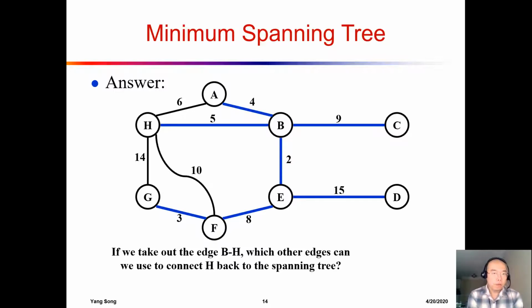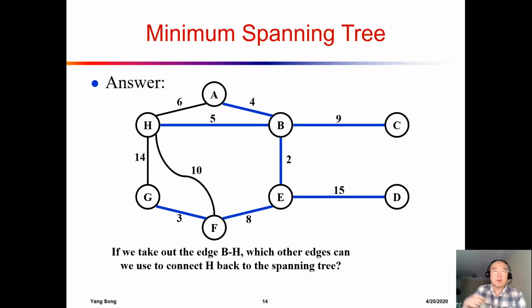For the MST, number one, we are reusing only the graph edges. We are not drawing any additional edges, right? And number two, we do have all the nodes connected, so we are not leaving any of the nodes behind. And number three, if you add all the edges together, the total weight of this MST, the minimum spanning tree, is the minimal.